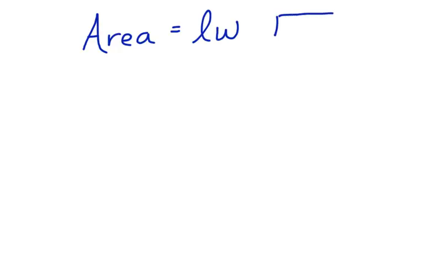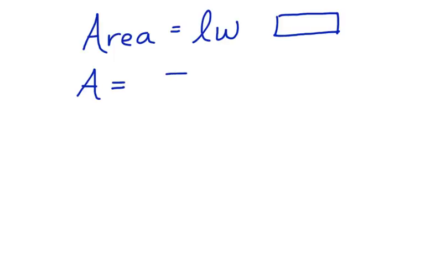To work on this problem, the first thing that you need to know is the formula for area. Area is equal to length times width whenever you're working with a rectangle. In the case of Jose's flower bed, it is rectangular in shape, so we're going to use this formula. Now we're looking for the area, so A is going to remain the same.